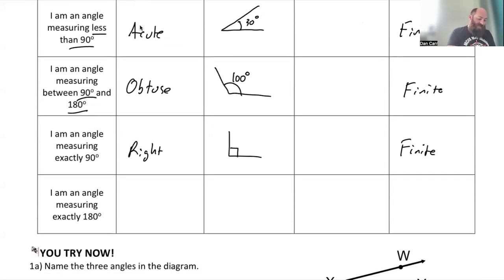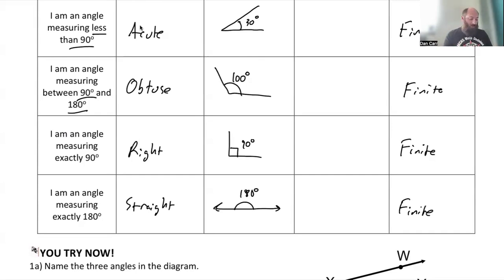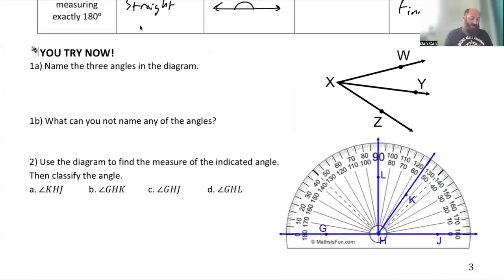I'm an angle measuring exactly 180. So that is going to be, I went right to the picture. That is what's called a straight angle. So it is basically a straight line, but it does have a measure like this. So in this case, this was exactly 90. This is exactly 180. Makes a straight line. That is also finite. Okay. And again, name is going to be 1 or 3 letters. Okay. And that is it for that.